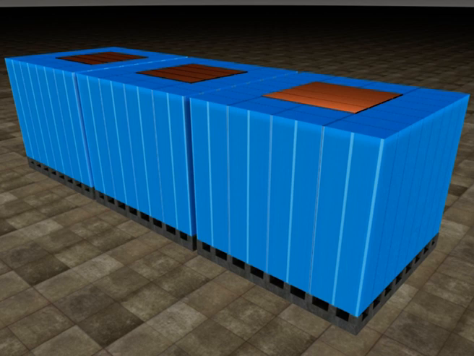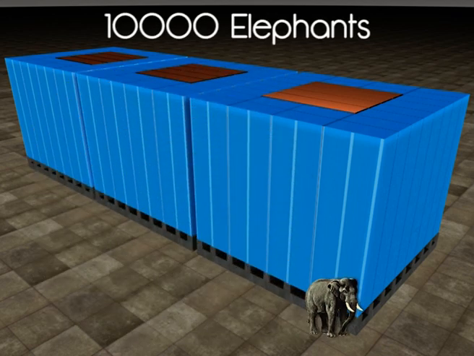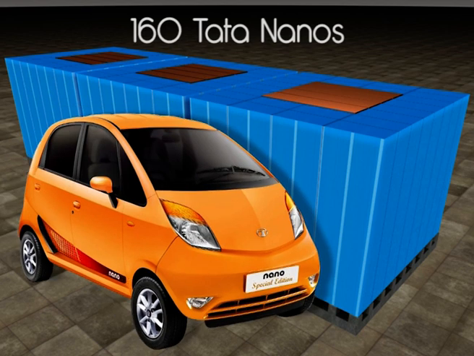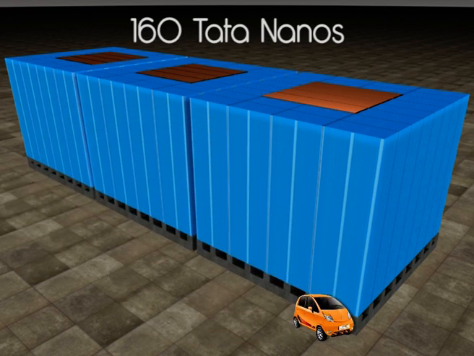The magnet, which is 52,000 tons, will be the biggest in the world after it is constructed. The weight of the ICAL is the weight of about 10,000 elephants. The area of the ICAL would be the area occupied by about 160 Tata Nano cars.